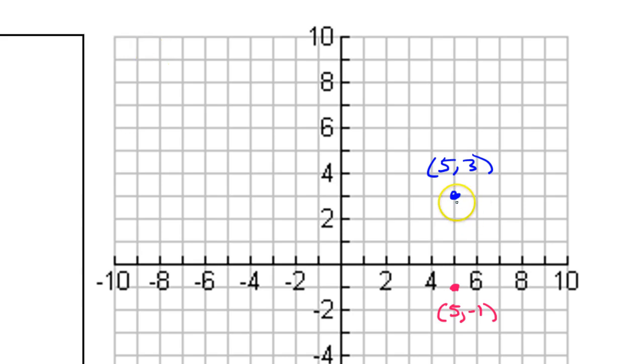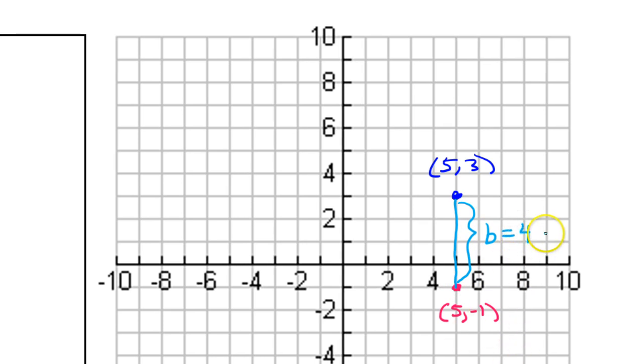We are told we're given the co-vertices. So that means if you look at this distance right here, this is going to be the b value. And this distance is 4. So my b value is 4. That tells me that b squared is 16. So that's my denominator.